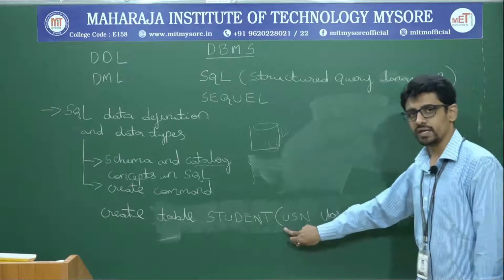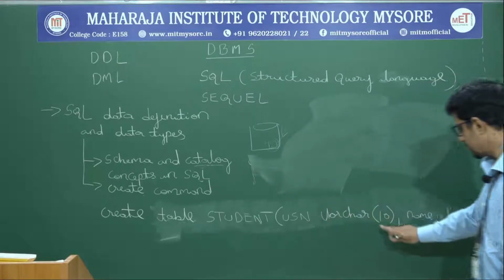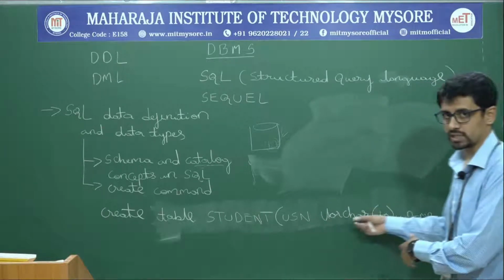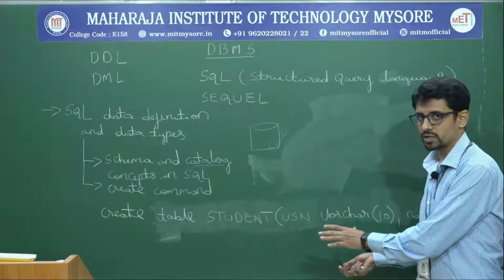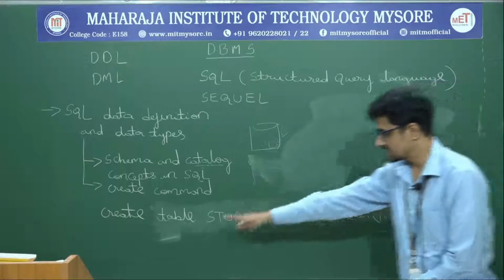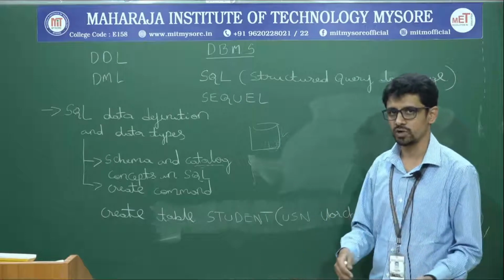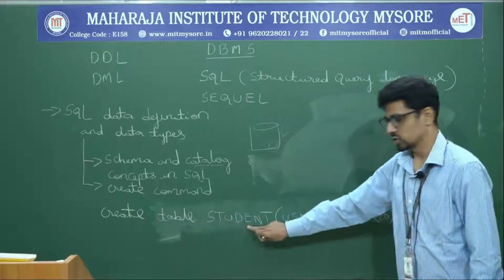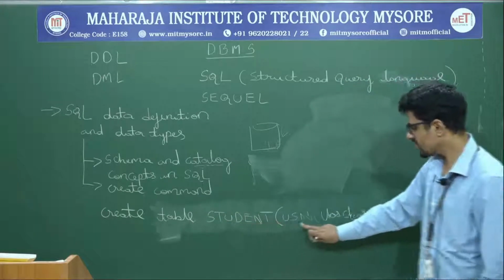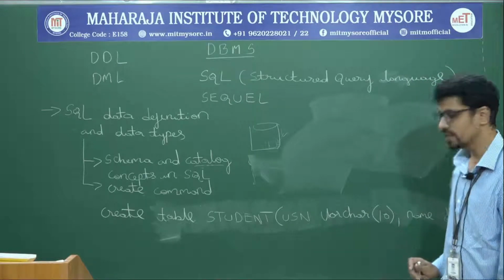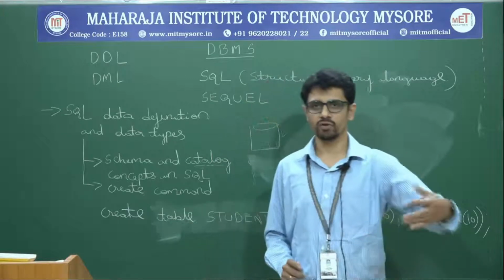Attributes have names, and attributes have domains. The attributes and domains will come in the next part, because there are different data types as part of a domain that you need to learn. In this particular topic, just understand how to create a table or a relation in your relational terminology. So create table student: table is the keyword, followed by a table name, followed by its attributes. This is the way you are supposed to create a relation. Like this, you can create n number of relations.